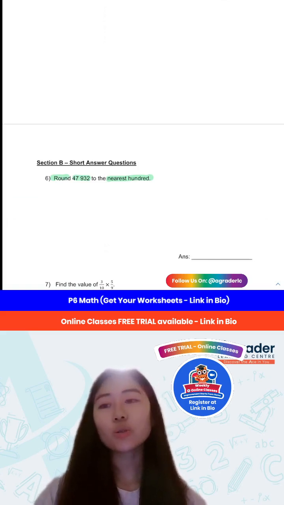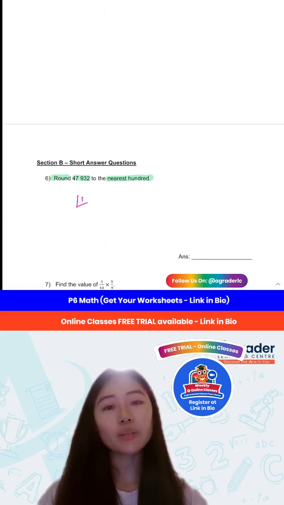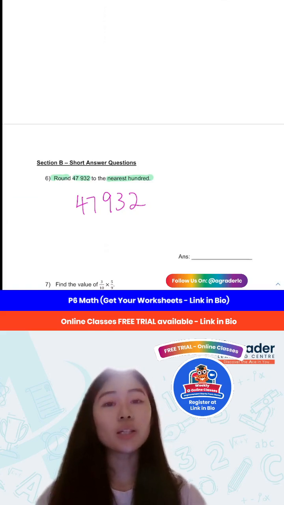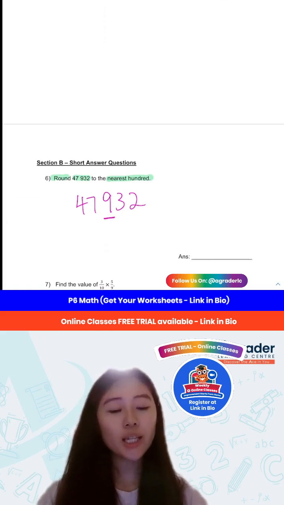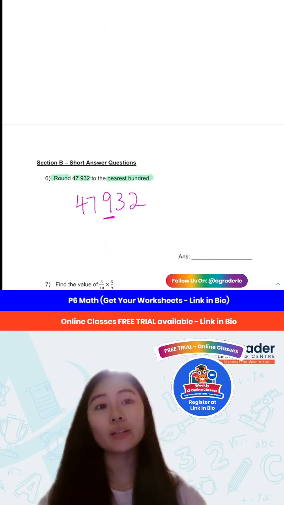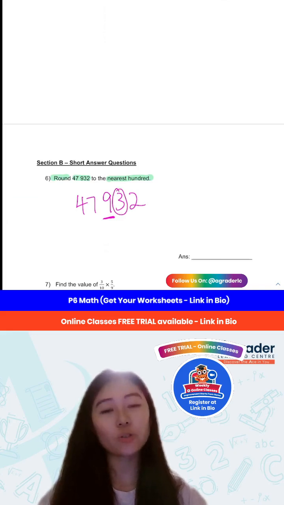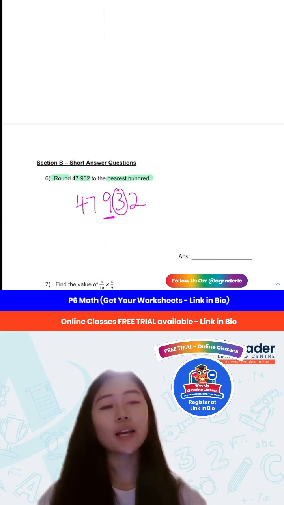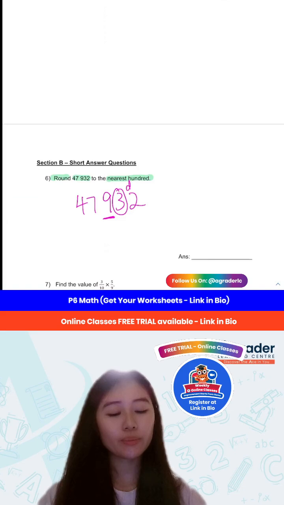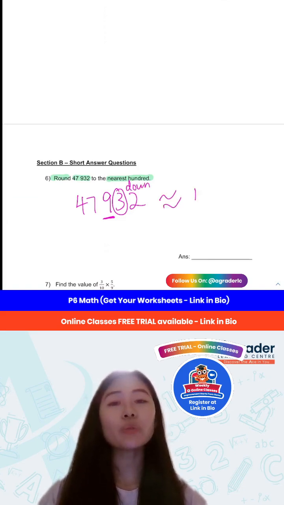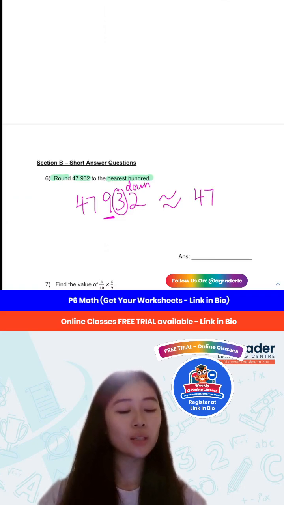Okay, so let's go through this. I'm going to write down the number first, 47,932. So round it to the nearest 100. The digit 9 is in the hundreds place. But you're supposed to look at the digit that comes after that, which is 3. So 3 means that you need to round down. So I'm going to round this down to 47,900. And that's it, that's the answer.